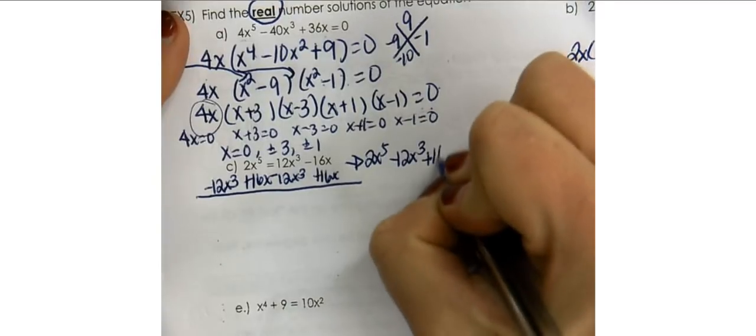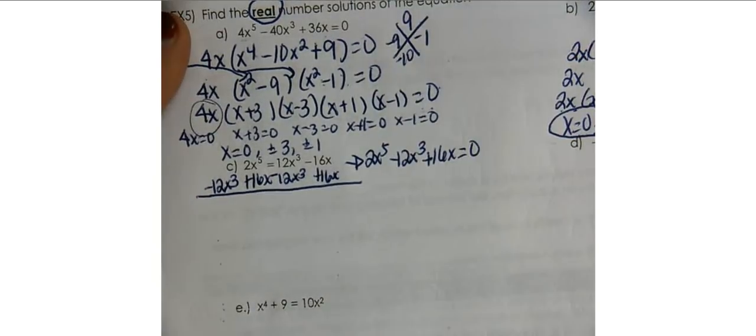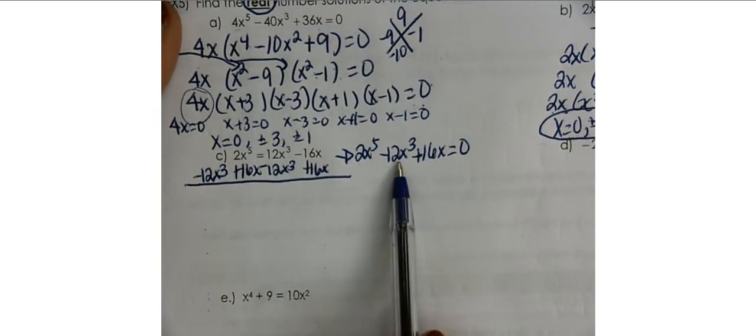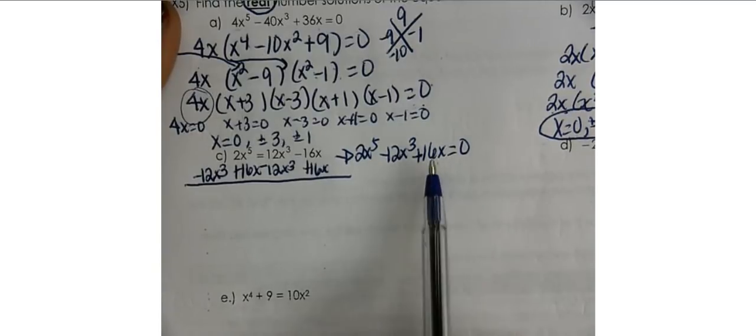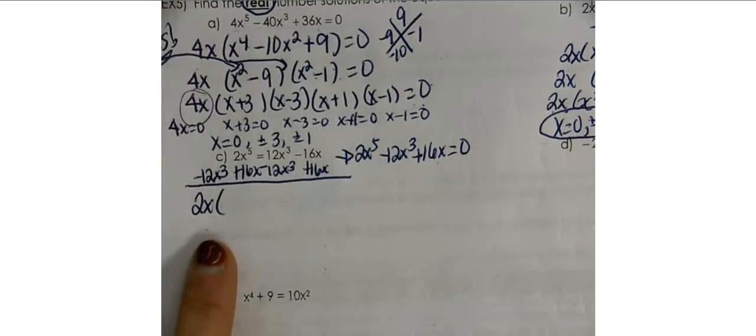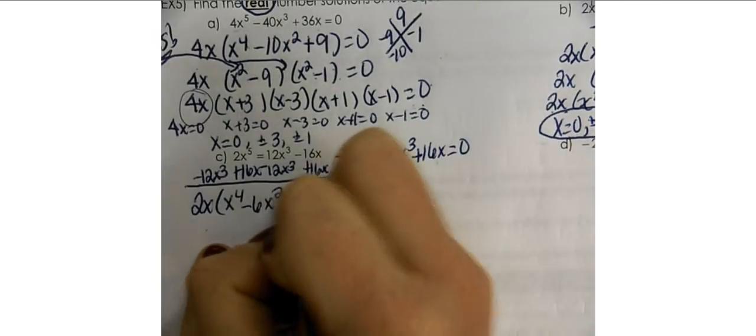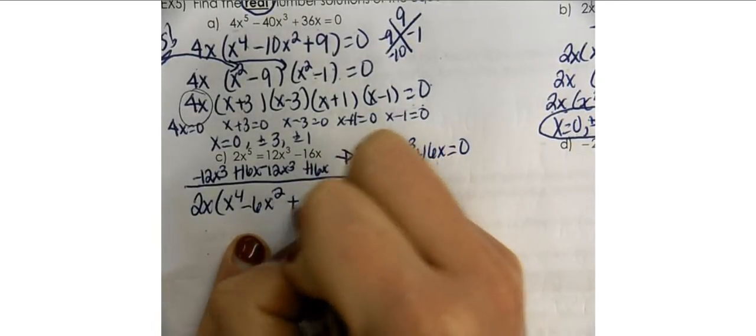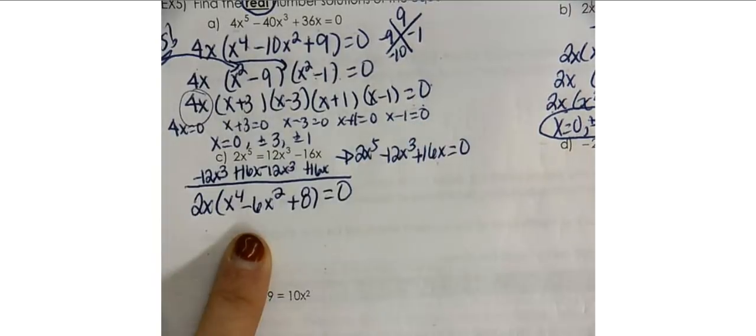So now I'm going to bring this over here for room purposes. We have 2x to the 5th power minus 12x cubed plus 16x equals 0. Now 2x to the 5th, 12x cubed, and 16x, they are all divisible by 2, and they all contain an x, so I'm going to put a 2x on the outside, and my leftovers is an x to the 4th minus 6x squared plus 8, and this is going to be equal to 0.